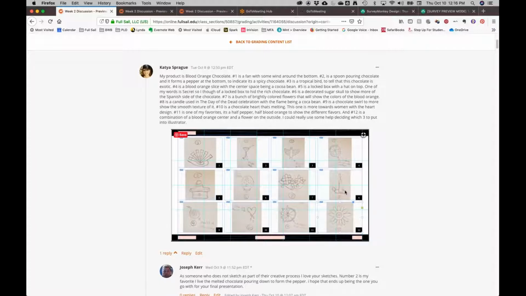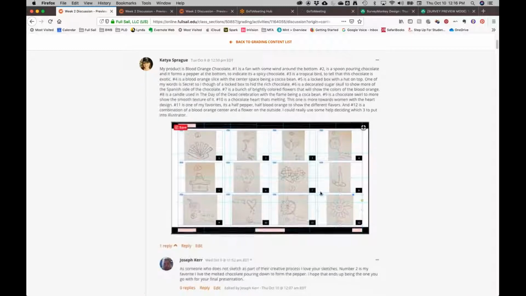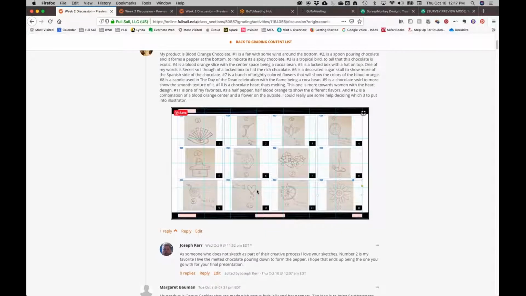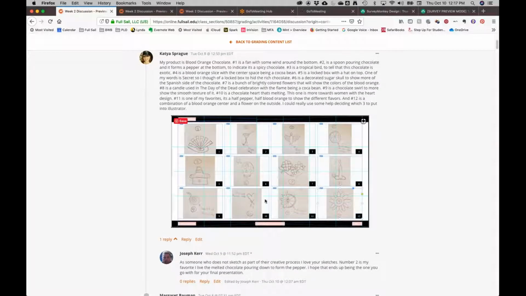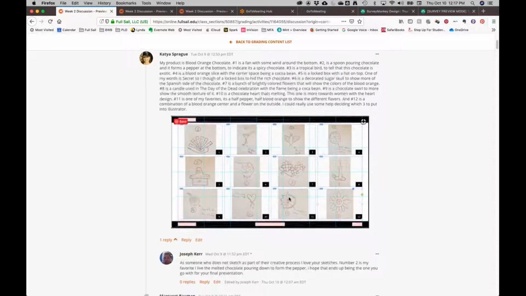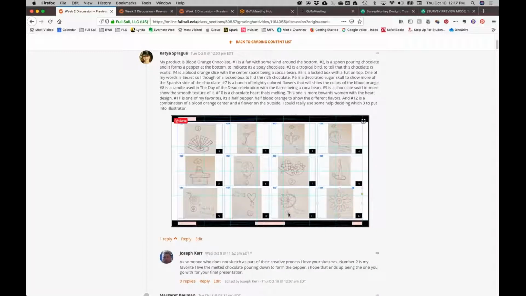Candle, let's see, number 8. Candle used in Day of the Dead celebration. Number 9, chocolate swirl. Number 10, chocolate heart melting. 11 is half pepper, half orange. Number 12 is blood orange in a flower.